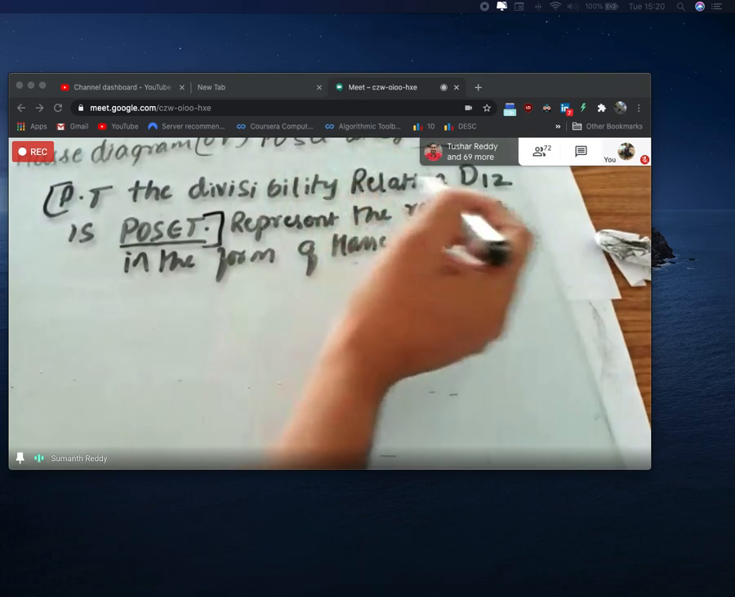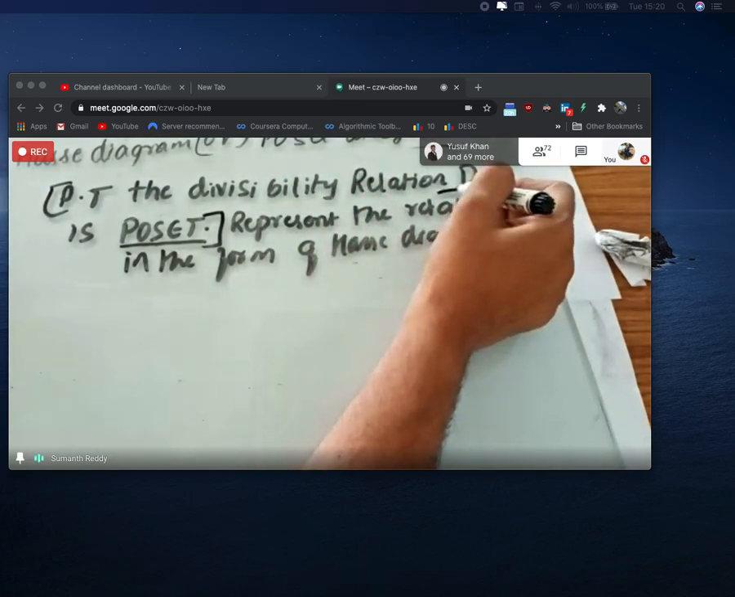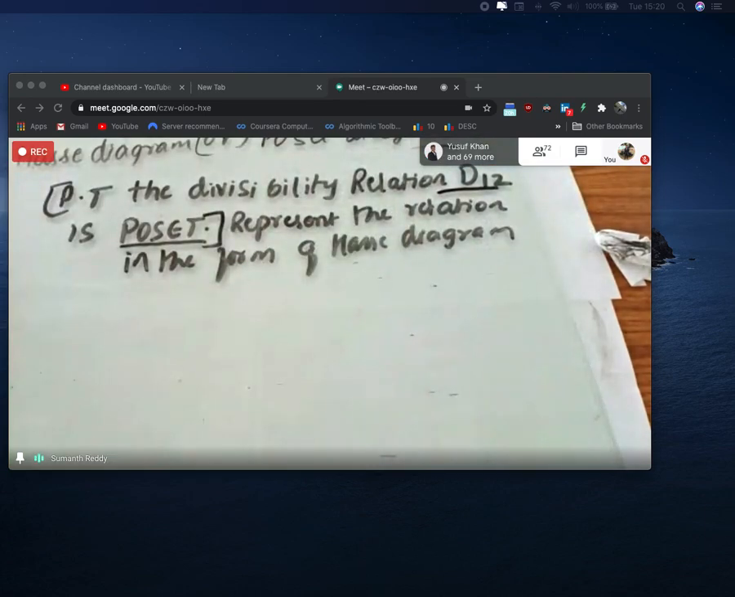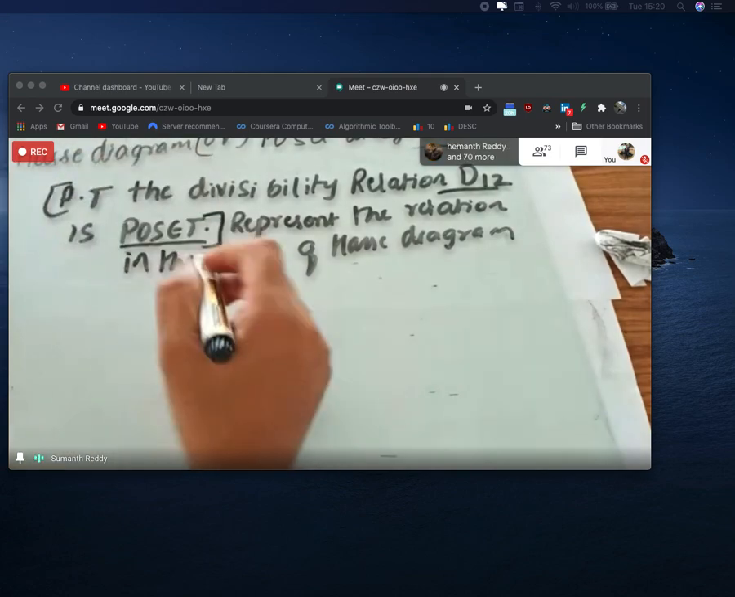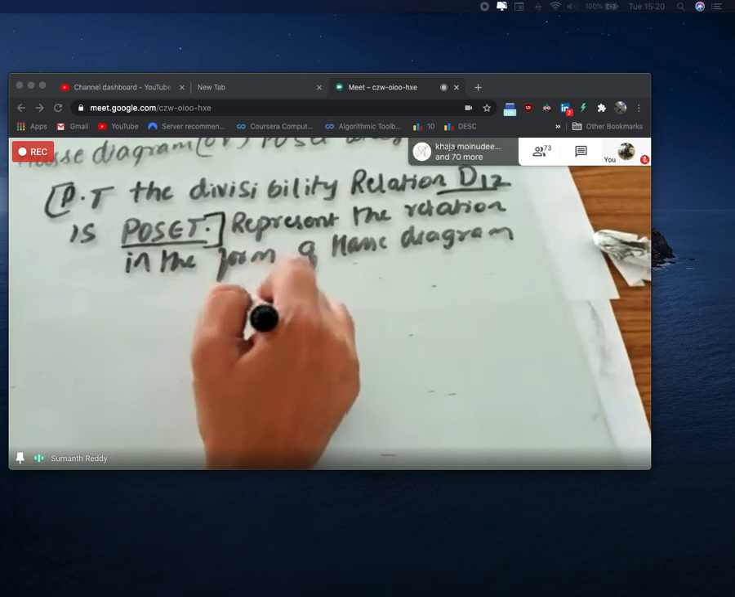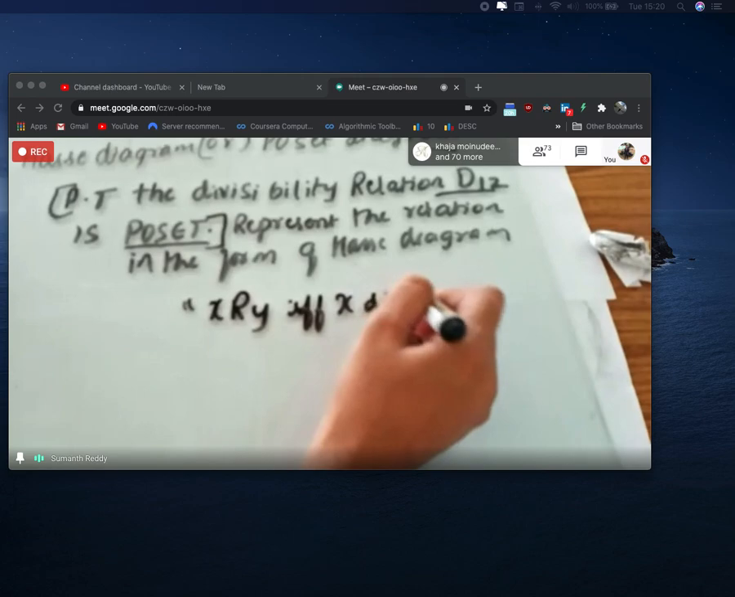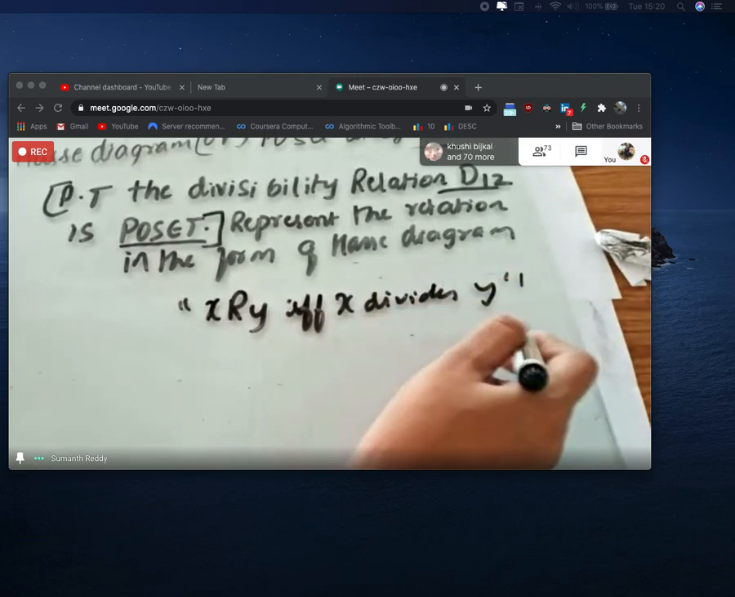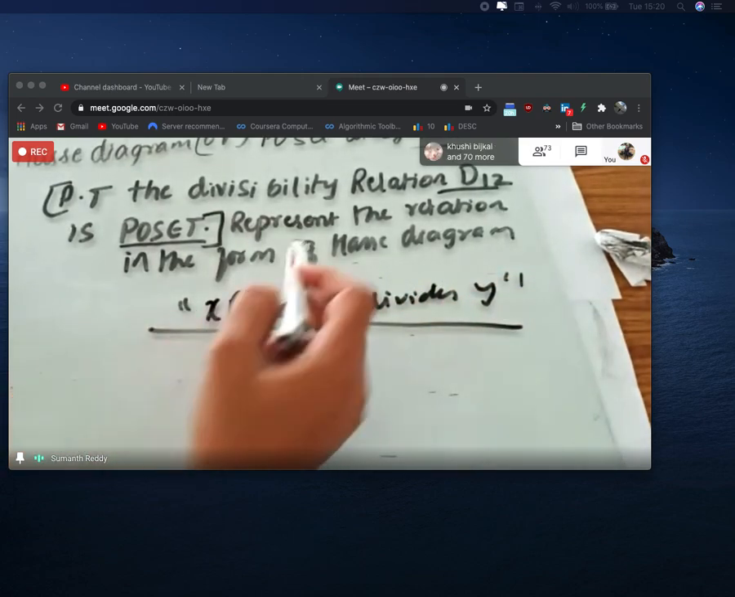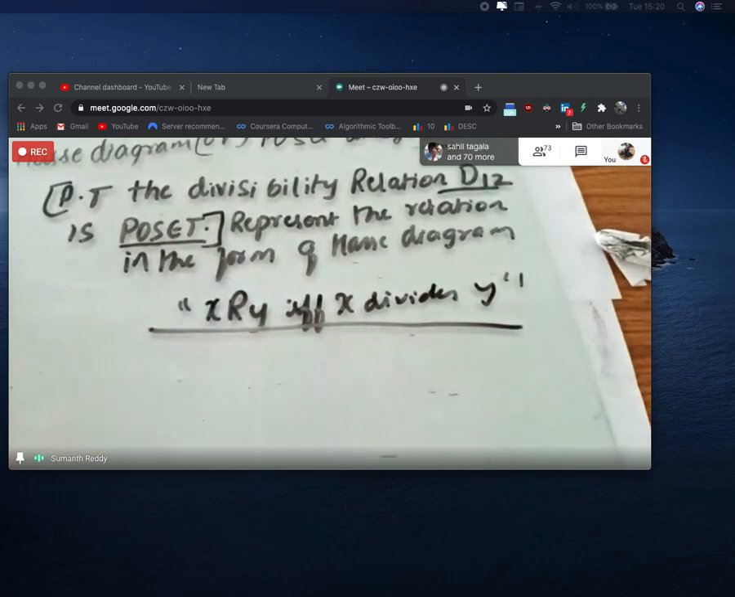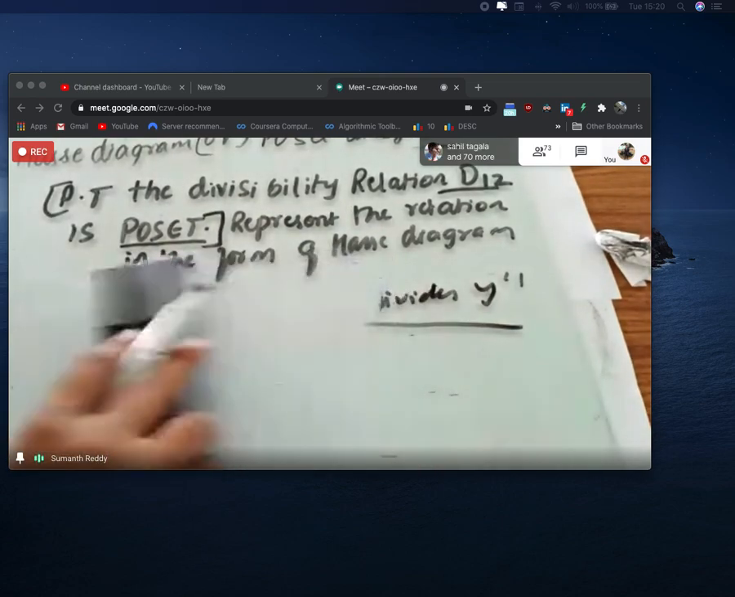So in the exam, when they ask whether the divisibility relation D12 is a poset or not, you may be having a doubt. Here in this question, he has not given the set of elements, and of course the relation he has told is the divisibility relation. In some question papers, he will say x is related to y if and only if x divides y. Either he can say it in this way, or simply he can say it as a divisibility relation. Both are the same.